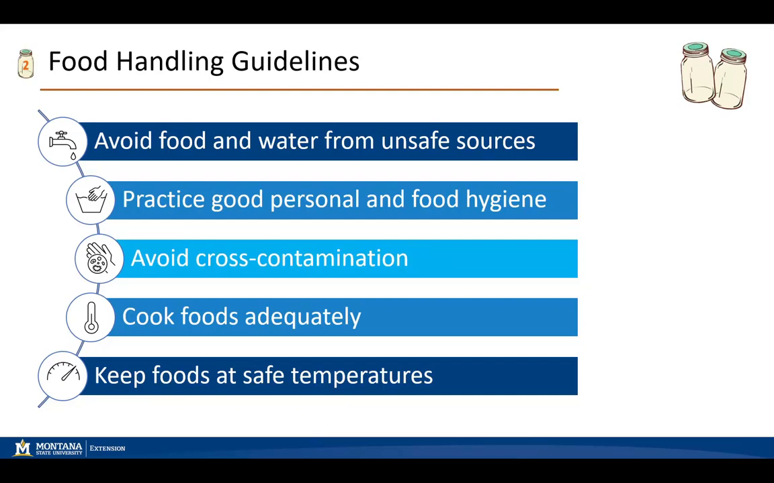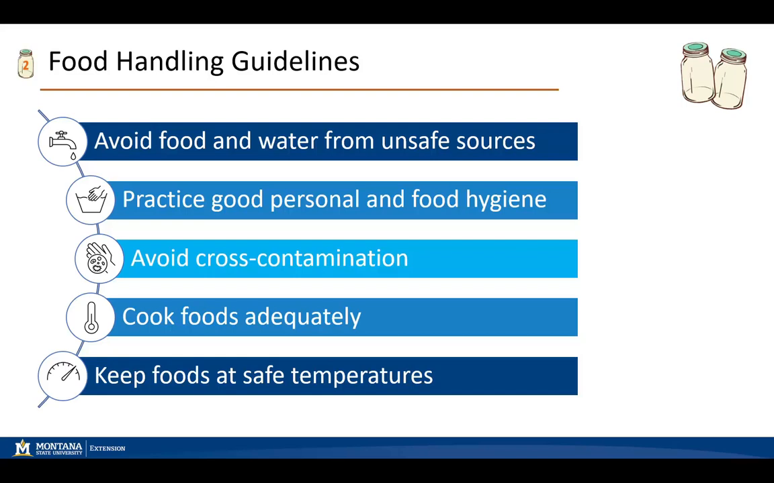Avoid cross-contamination. Cross-contamination happens when bacteria from raw foods come in contact with foods that are ready to eat and do not need any further cooking. Cleaning and sanitizing food contact surfaces like knives and cutting boards can help reduce the chances of cross-contamination.